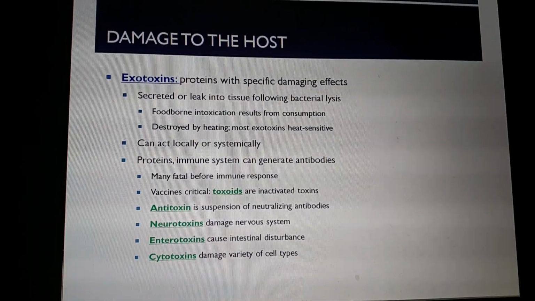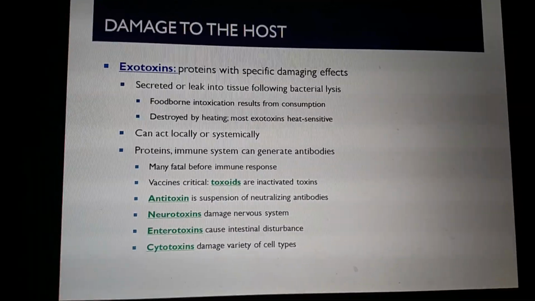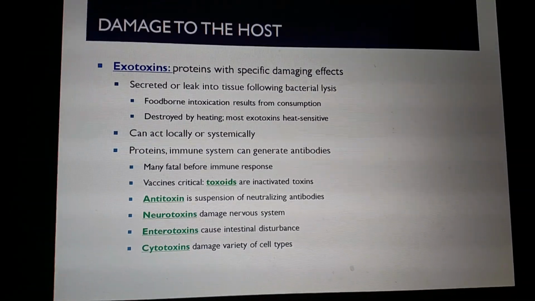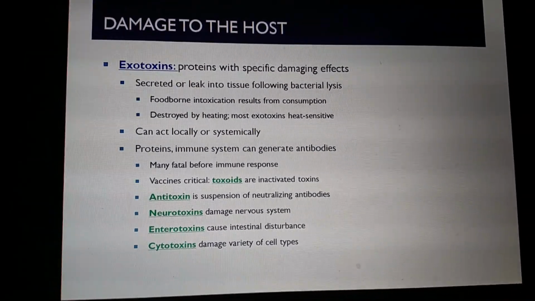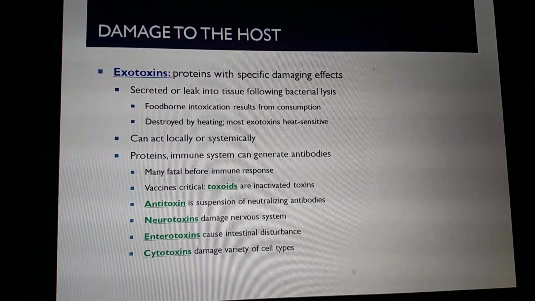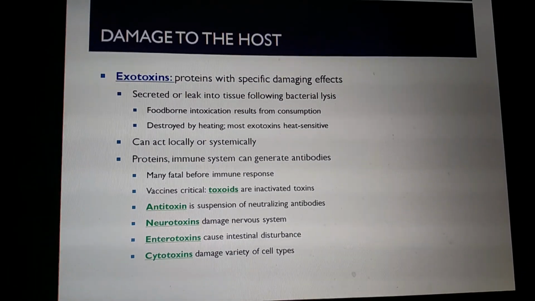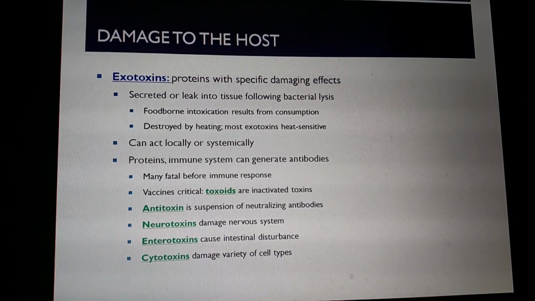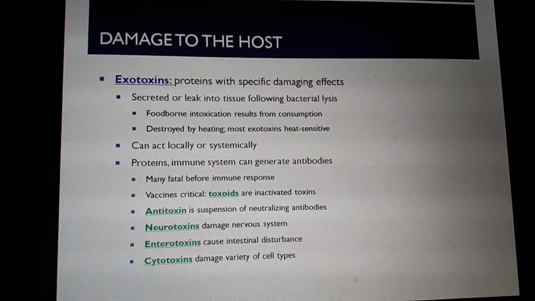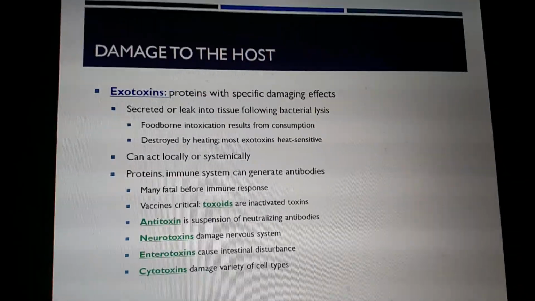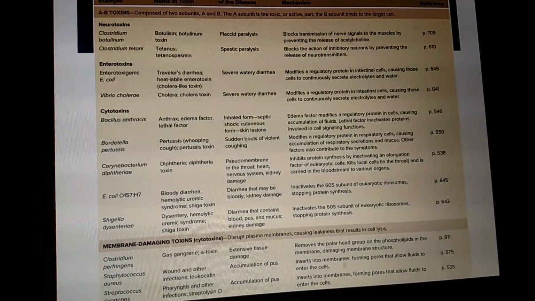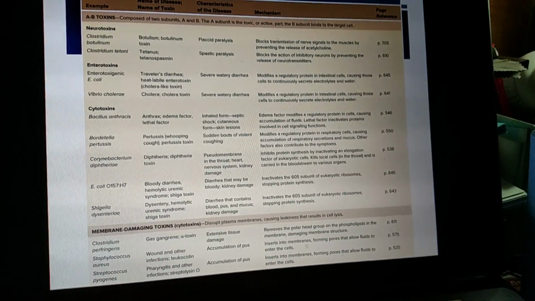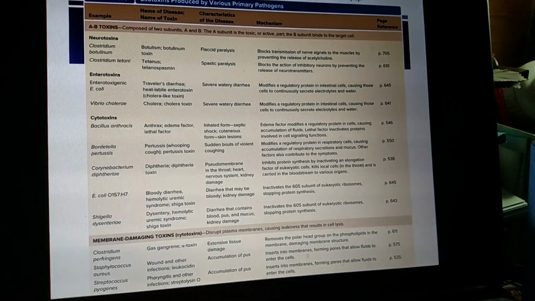Vaccines are critical, so toxoids are going to be inactivated toxins found in vaccines. Antitoxins are suspensions of neutralizing antibodies. Neurotoxins will specifically damage the nervous system. Enterotoxins will damage the intestinal system, usually by causing some form of diarrhea. Cytotoxins can actually damage a variety of cell types. So here are some exotoxins produced by primary pathogens.